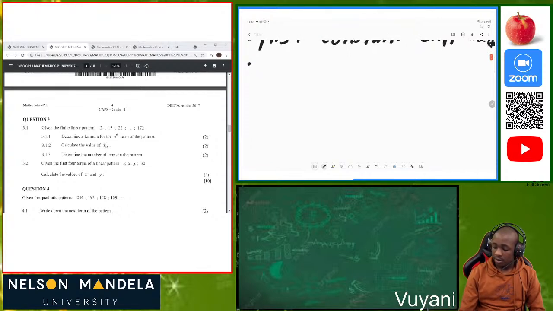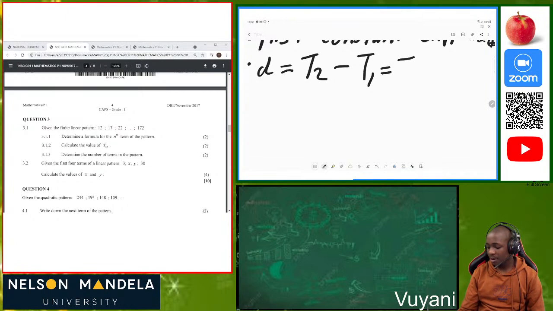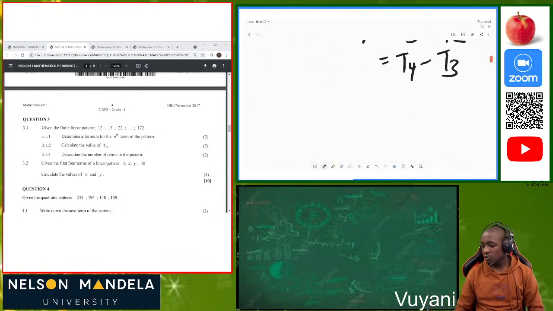Now, in order for us to find d, it's always T2 minus T1. T represents term, so we're saying term number 2 minus term number 1, which is the same as term number 3 minus term number 2, which is also the same as term number 4 minus term number 3, and proceeding in the same manner in the same sequence. This is what is so important.